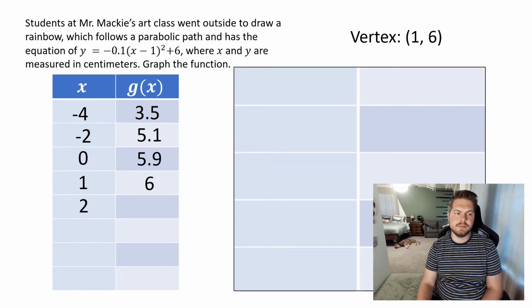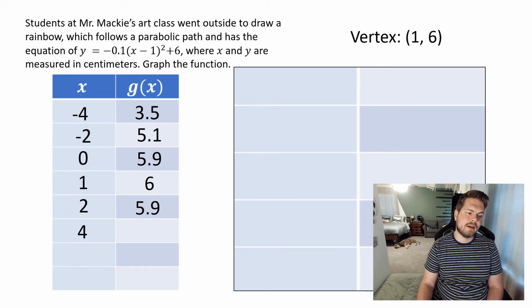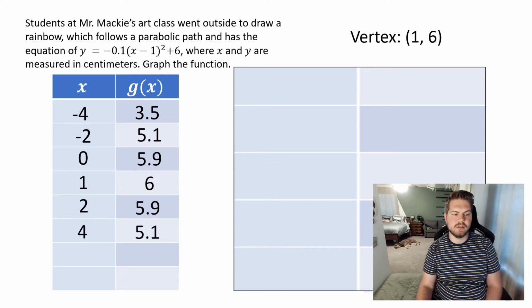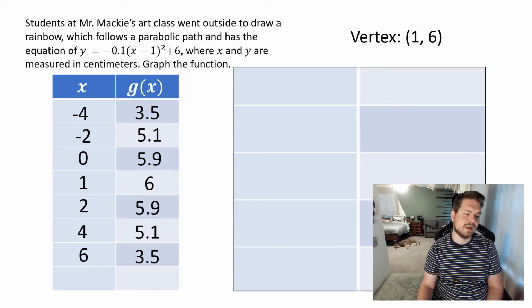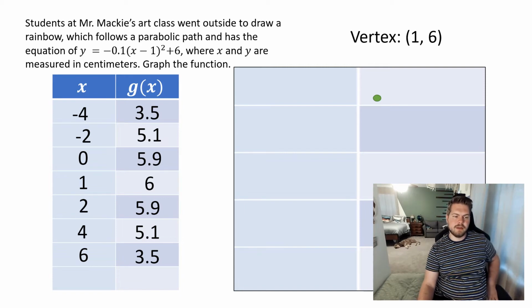Plug in 2. You're going to get about 5.9. Now you're noticing a pattern. After 2, if we go to 4, you get 5.1, and 6 gives you 3.5. So now we have a bunch of points. We can graph them.